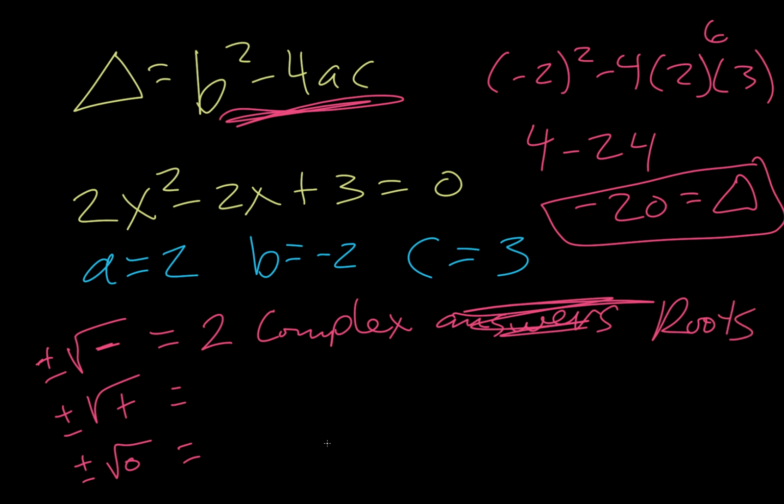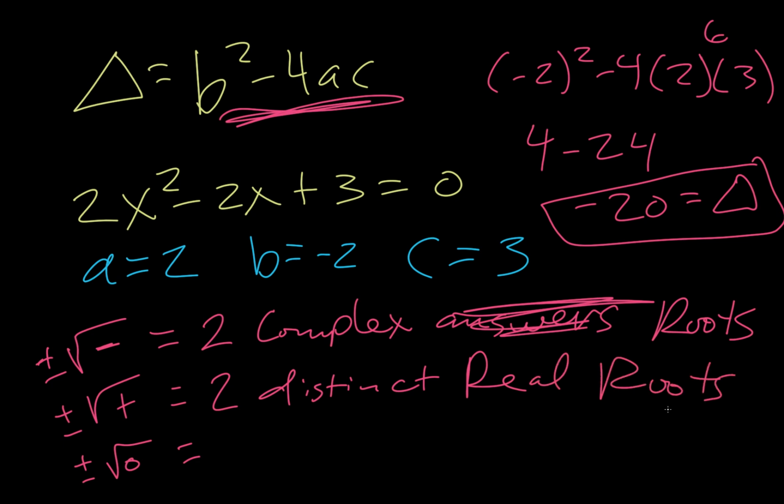If it's positive, then we're going to get 2 distinct real roots. That just means 2 that are different numbers. And for 0, we'll still get 2, but they'll be the same. So 2 repeated real roots.